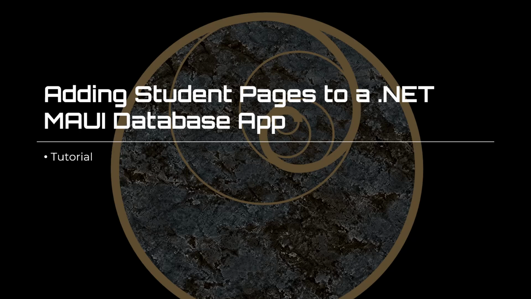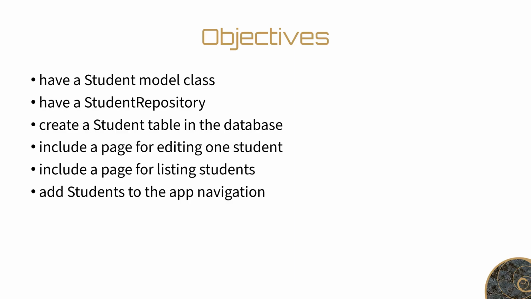I'm a software development instructor, and today I'm going to demonstrate how to add student pages to our .NET MAUI database application. So we're going to add a student model class, a repo. We're going to make sure that we are creating the student table in the database. And then we're going to create a page for editing one student and a page for listing multiple students. And then add the page to the navigation.